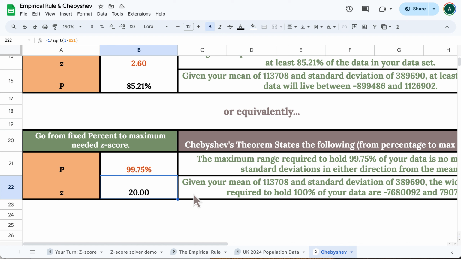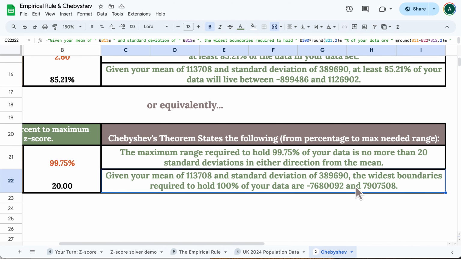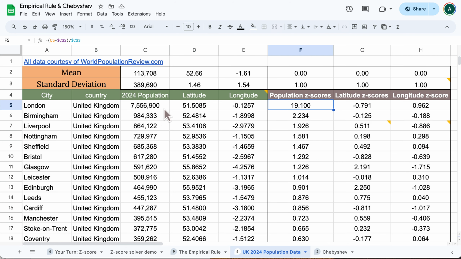And Chebyshev came to the rescue. Chebyshev came through. And if we even look here, it says the population size that you're going to come across is going to be less than 7.9 million. Now, the London population is absolutely huge, but it is less than 7.9 million. It was 7.556 million. Thank you, Chebyshev.